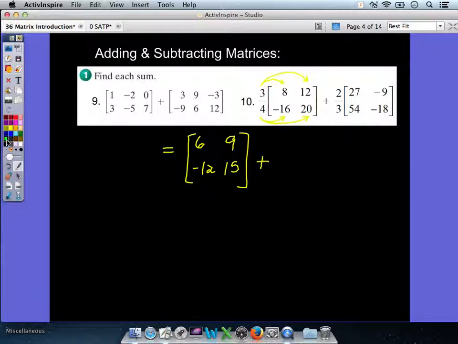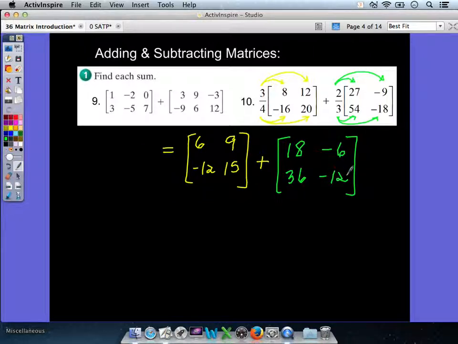In the second matrix, I'm going to scalar multiply 2/3 to each of these terms. If you have a calculator, you can just calculate it. If you don't, the old-fashioned way says 3 will go into 27 9 times. 9 times 2 is 18. 3 will go into negative 9, negative 3. Negative 3 times 2 is negative 6. 3 will go into 54 18 times. 18 times 2 is 36. And 3 will go into negative 18, negative 6. Negative 6 times 2 is negative 12.